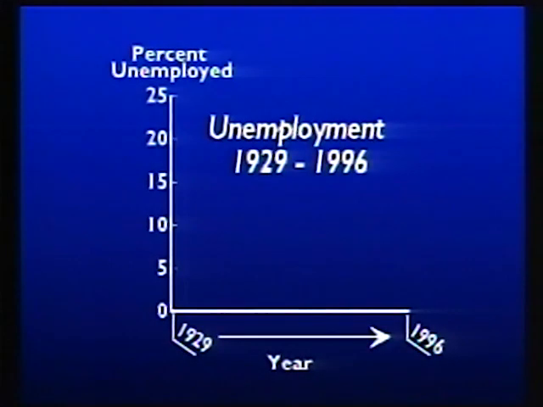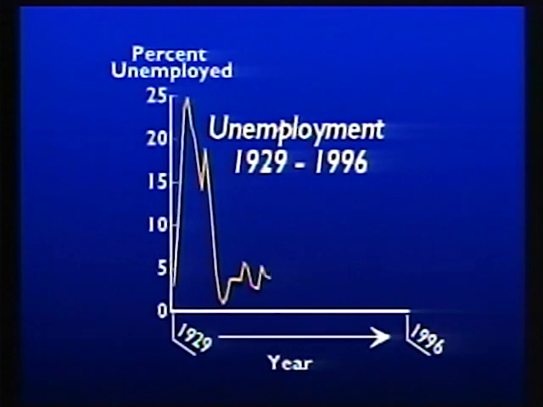This is a picture of unemployment in the United States for much of the 20th century. Note the high unemployment during the Depression of the 1930s. Unemployment dropped rapidly during World War II, leveling off at around 7%.